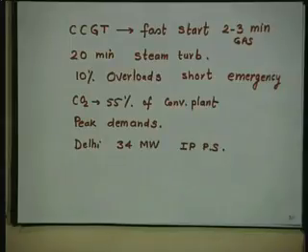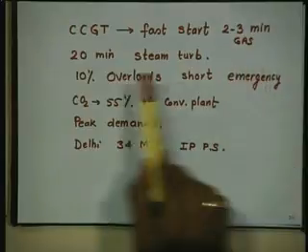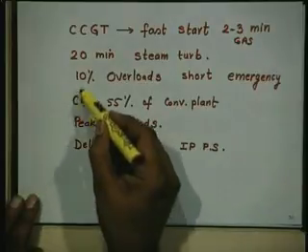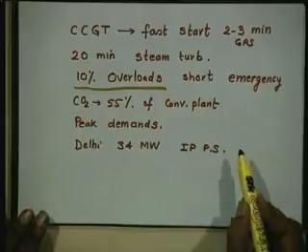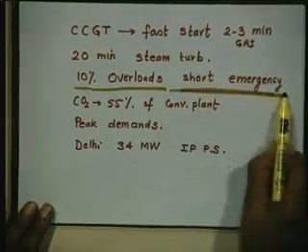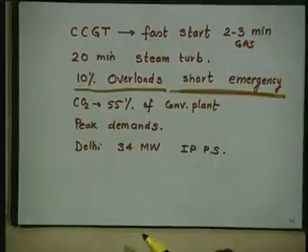Well, hydropower is a quick starting one, but here we are talking about CCGT. Hydropower is our next topic on coming Tuesday. A gas turbine starts in 2 to 3 minutes, whereas a steam turbine takes 20 minutes to start working. 10% overloads are allowed, and so if there is a short emergency, not a big emergency, then a CCGT plant is very helpful.